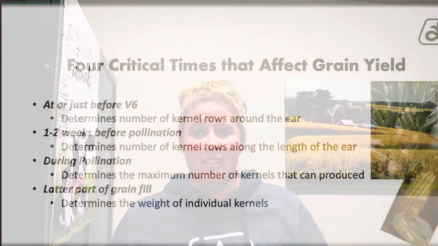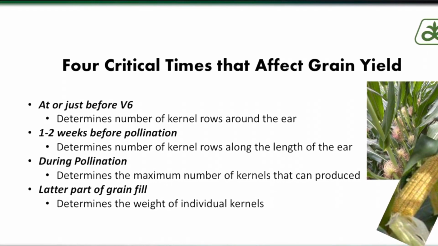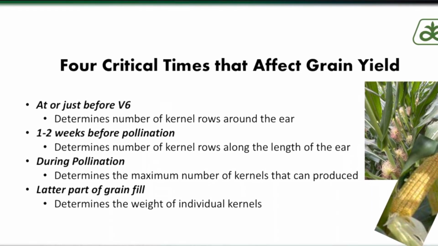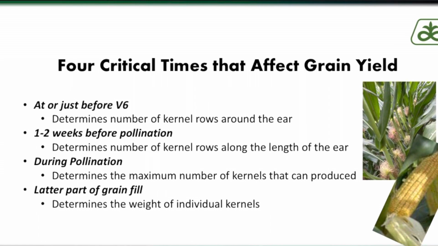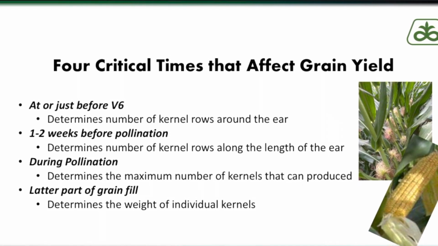But before we do that, we're going to take a step back and look at how our corn plant uses nitrogen throughout the growing season. There are 4 critical times that affect the grain yield of the corn plant. The first one is at or just before V6, when the plant is determining the kernel rows around the ear.